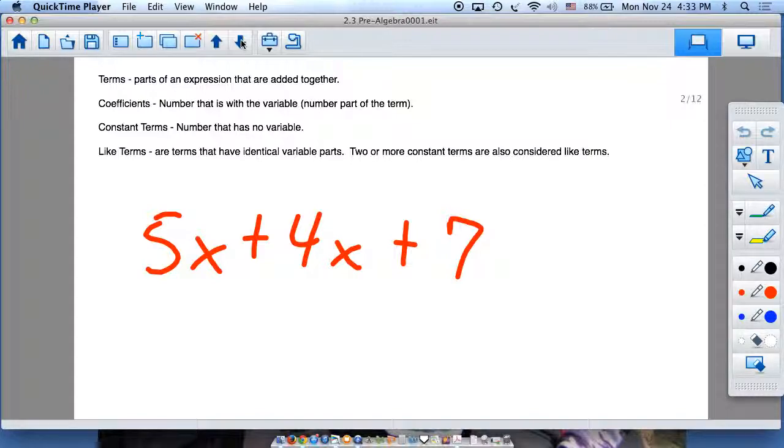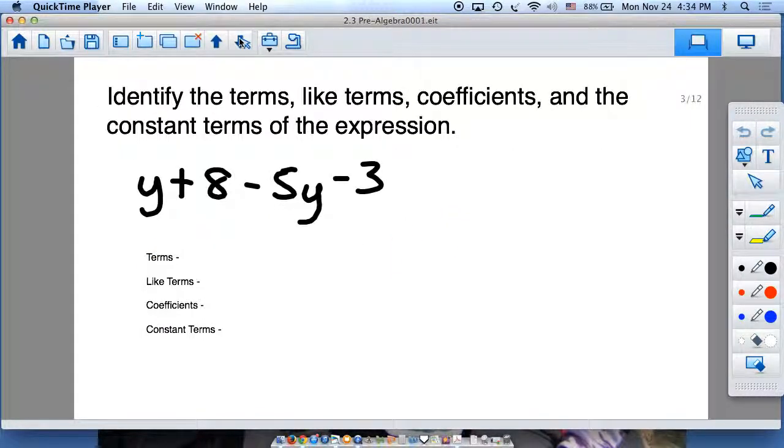Like terms are terms that have identical variable parts. Also, two or more constant terms are also considered like terms. In this example, we have 5x and 4x that we would consider like terms. So I'd like us to identify the terms, like terms, coefficients, and the constant terms of the expression below.